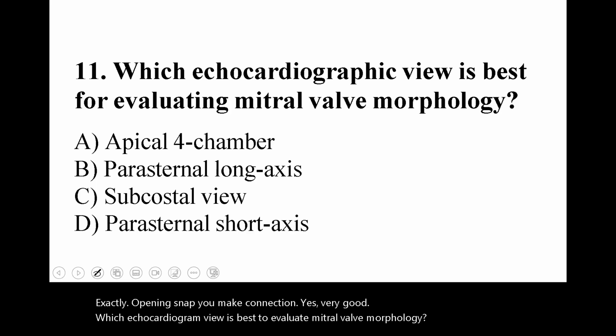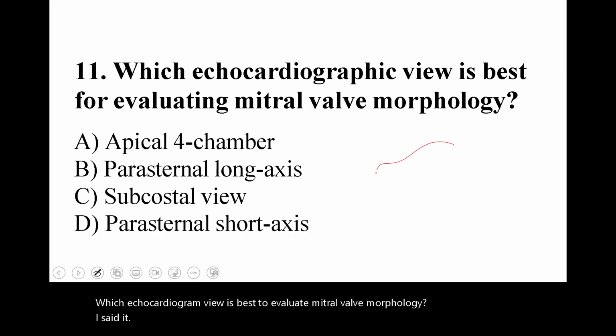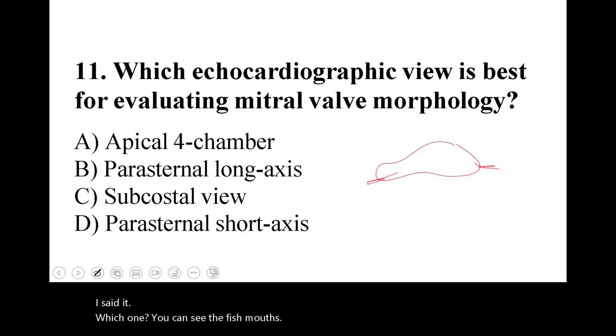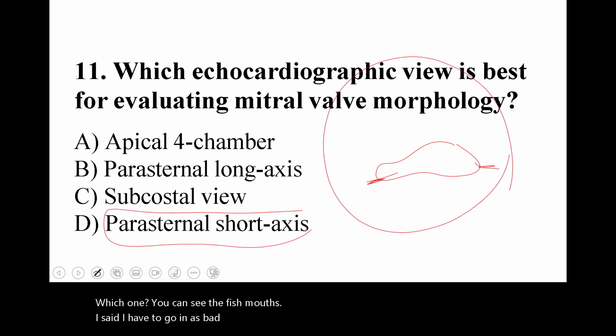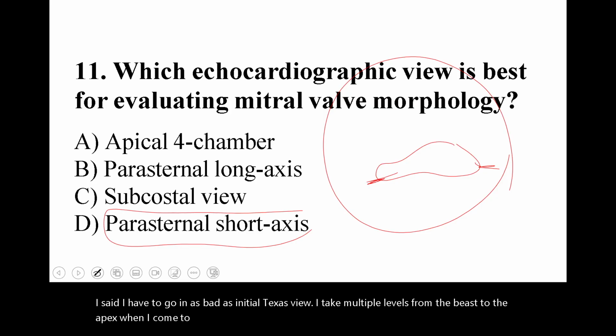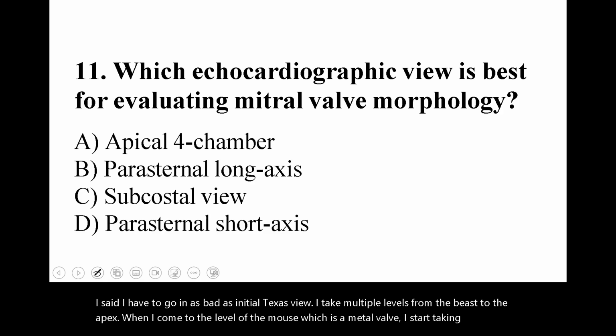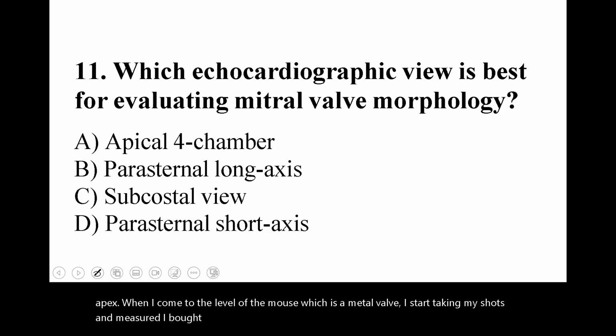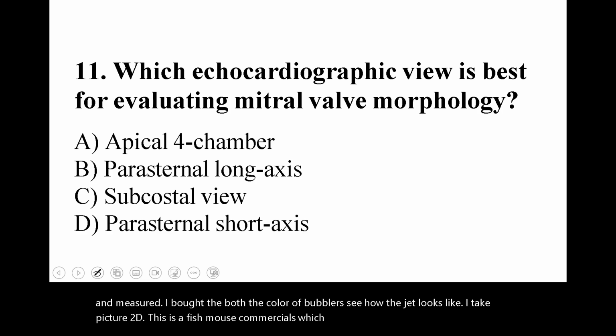I said it. In which one can I see the fish mouth? I said I have to go in the parasternal short axis view. I take multiple levels from the base to the apex. When I come to the level of the mouth, which is the mitral valve, I start taking my shots and measure and put the color Doppler, to see how the jet looks. I take a 2D picture to see the fish mouth commissures, which will focus more on the tips of the valve.